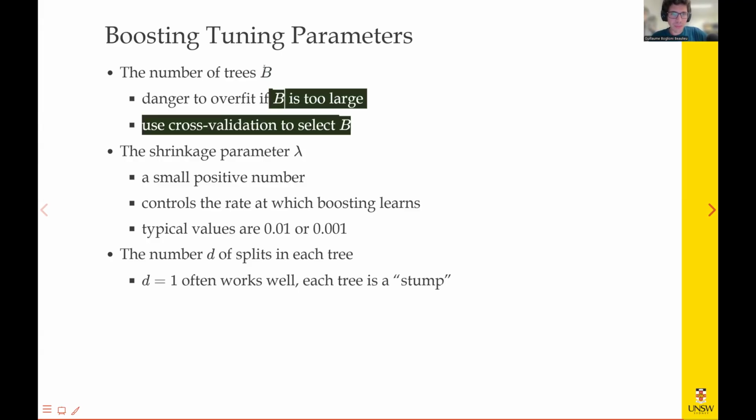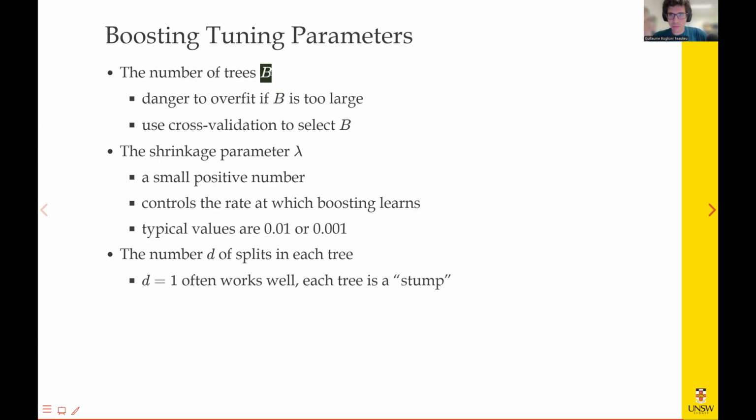This is why I believe B is the most important parameter to fine tune. Like in your data, you need to check that your B yields the best results possible. The other thing you need to choose is the shrinkage parameter, lambda. This is typically a pretty small positive number. To be honest with you, I'm not sure it matters that much what it will be, but typical choices are 0.01 or 0.001, a tiny quantity.